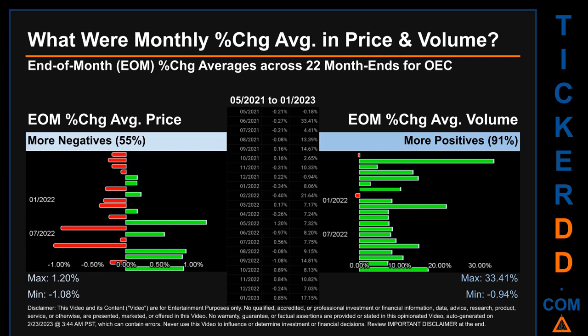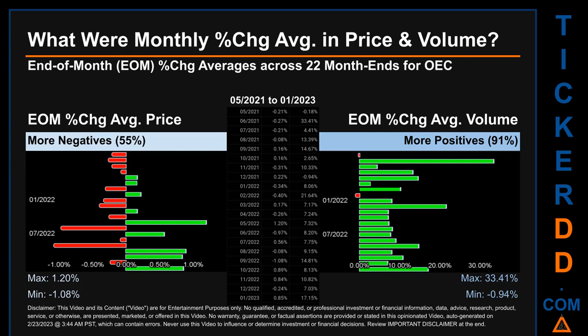What were end-of-month percentage change averages in price and volume for OEC? The monthly average of percentage change, in price and in volume, were calculated for each of the 22 month ends. That calculation took daily percentage changes and averaged them for each given month. If a month end came out negative, then it means that the month summarily saw a negative change. From 05-2021 to 01-2023, out of 22 month ends, 12 had a negative percentage change in average price. Meaning 55% of month ends saw a negative percentage change in average price.